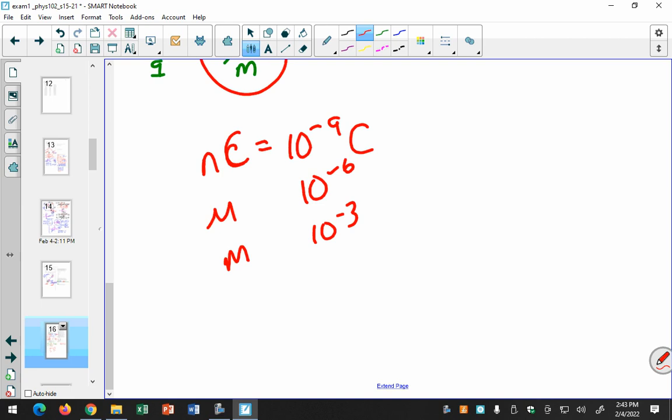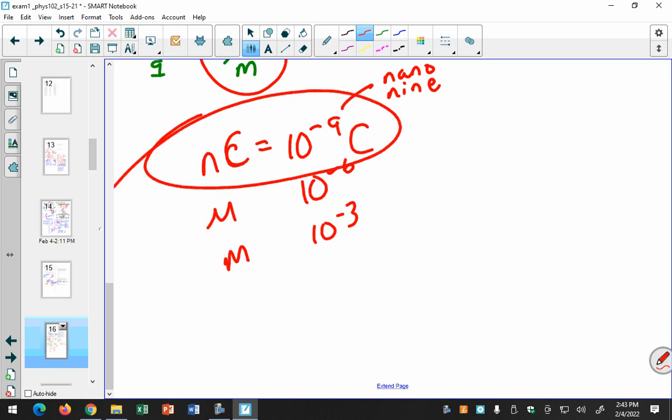Always remember minus 9. Nano is minus 9 because nano and 9, they're just a couple vowels away from one another. Micro, I just remember that's minus 6. Milli, micro, nano. Milli, micro, nano. Yes, but you definitely need to know this. Definitely need to know nano.